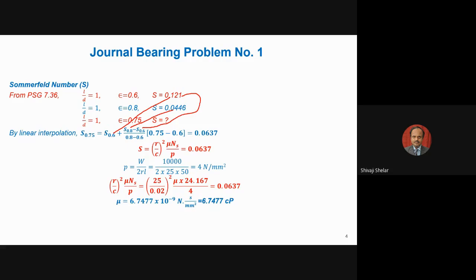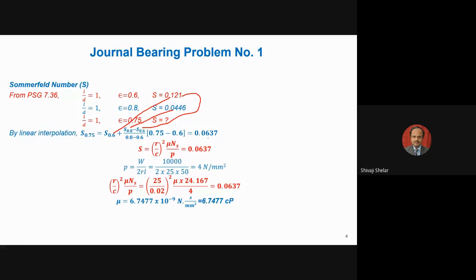So we are starting with 0.6 and the next reference value is 0.8. So in the denominator you should have 0.8 minus 0.6. We need to calculate at 0.75, so here we should have 0.75 minus 0.6. So finally you will get the value of Sommerfeld number corresponding to the eccentricity ratio 0.75 and L by D equal to 1. That value is equal to 0.0637.